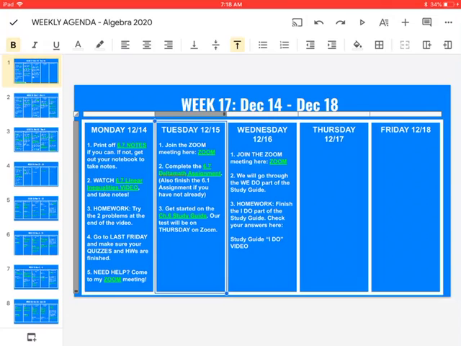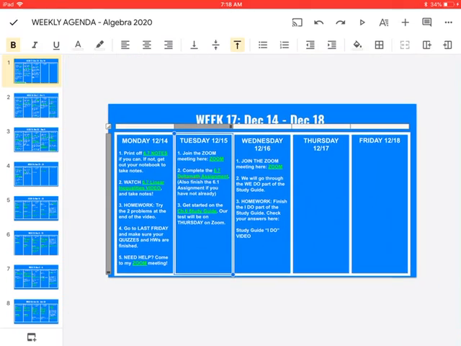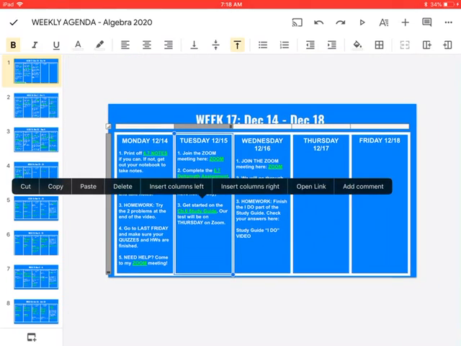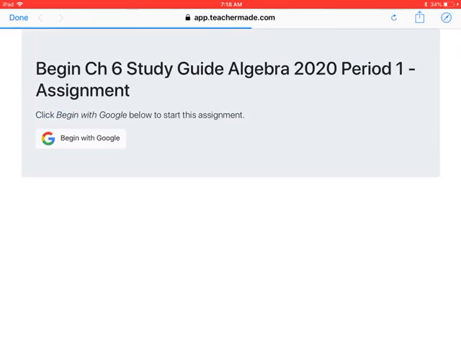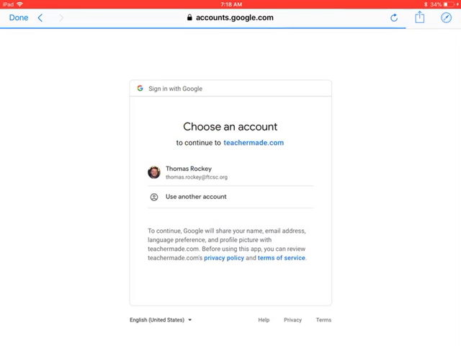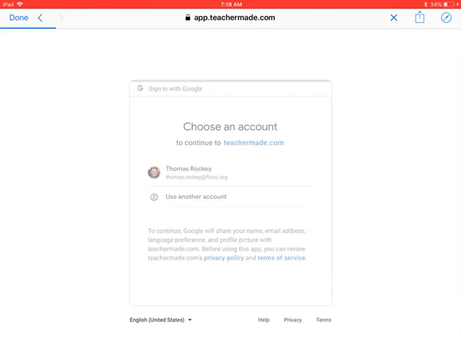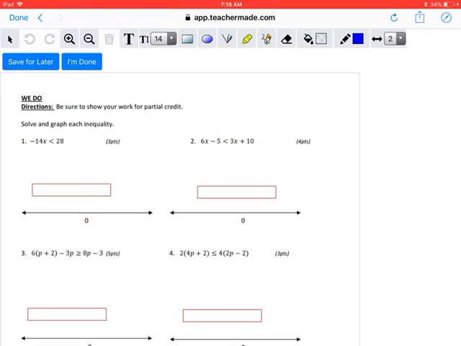All right, Algebra 1, we're getting ready for our Chapter 6 test. So on our weekly agenda, you have the study guide there on Chapter 6. So we're going to click on that link. Kind of started it yesterday, but just going to show you how that works. You've got to log into your Google account. And that we're going to do together today.